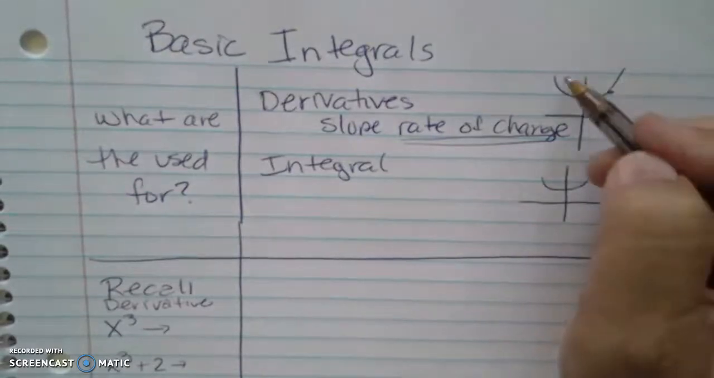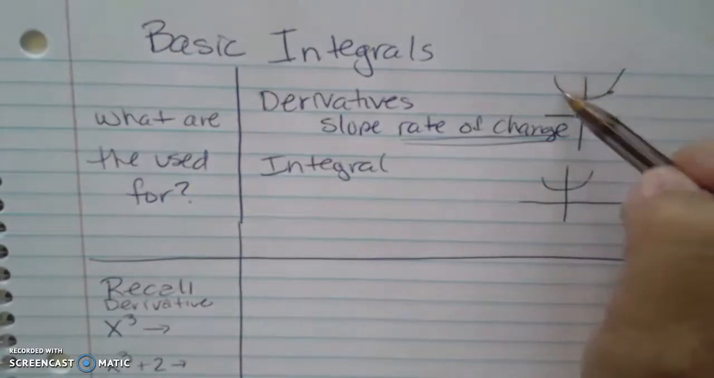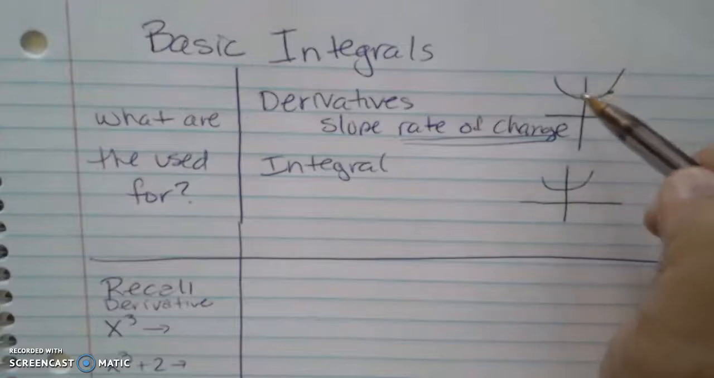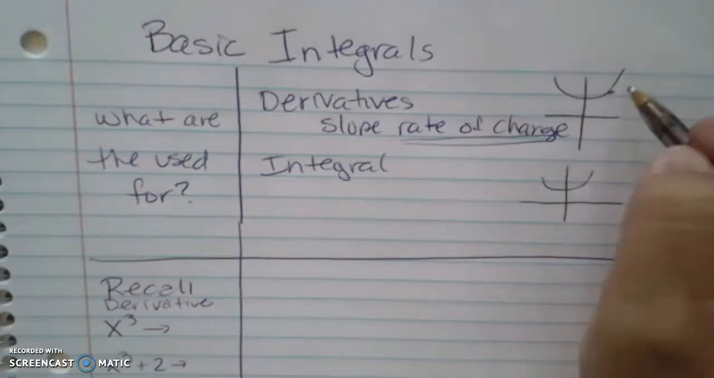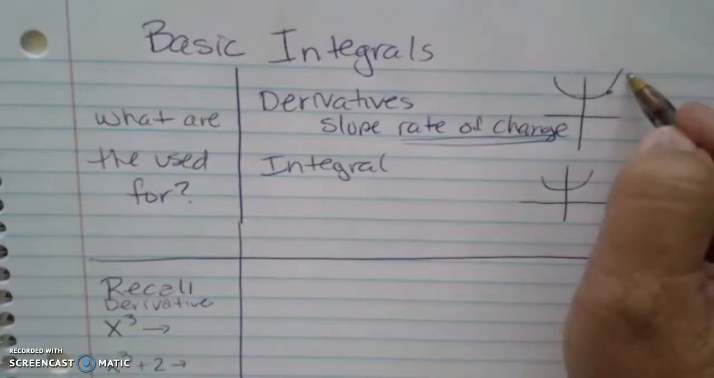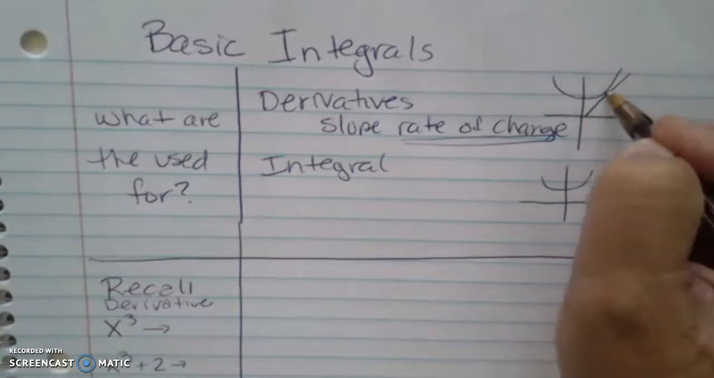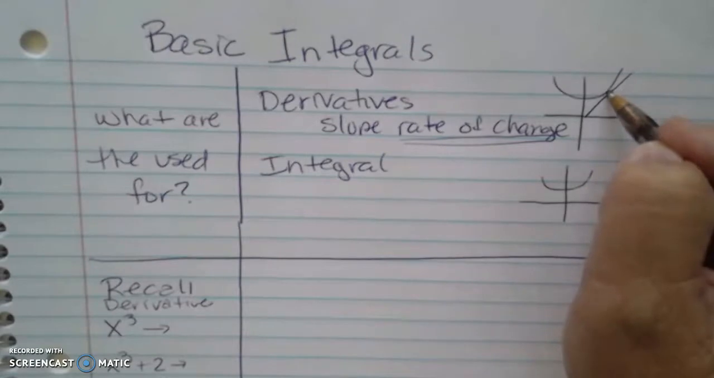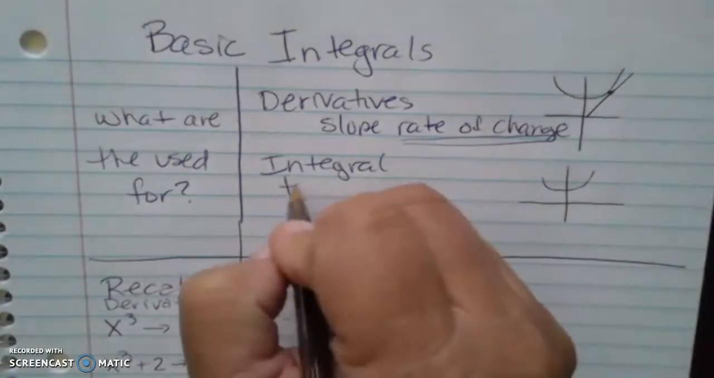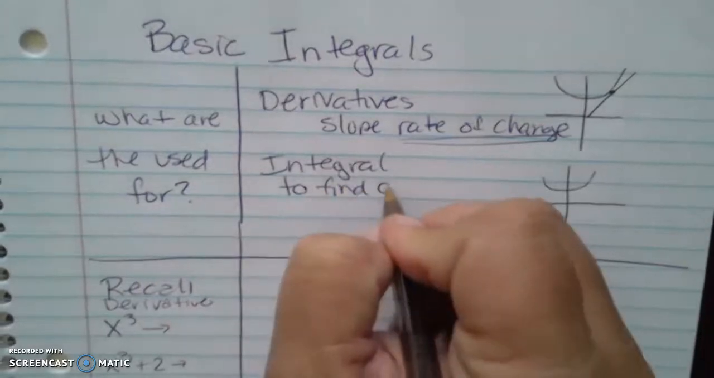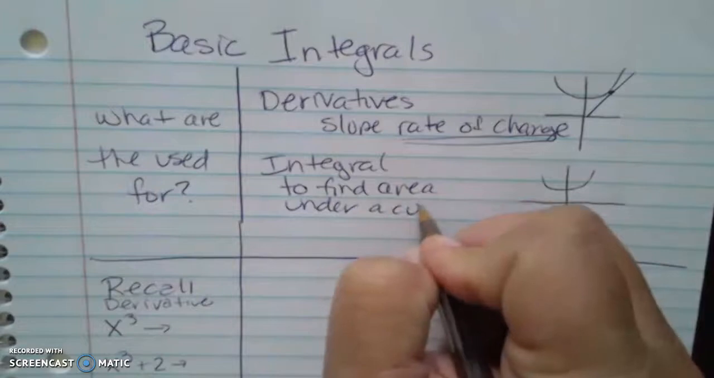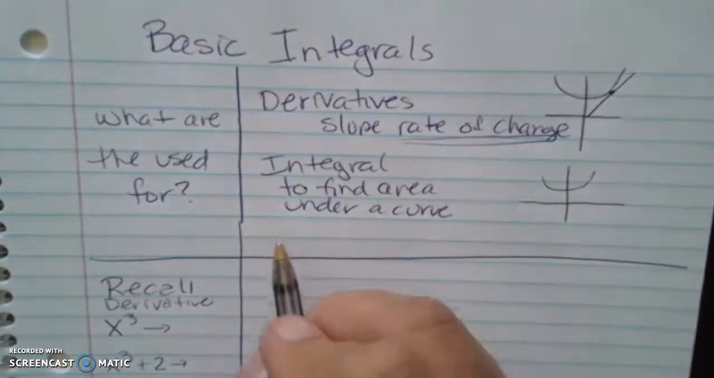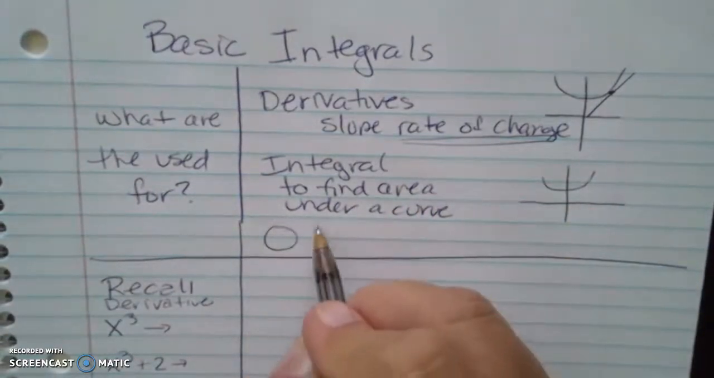So if we have an object, say, following this function right here, and I want to know how fast it is going at this particular point, I can find the slope at that point, which represents the rate of change at that point. The integral, on the other hand, is used to find the area under a curve.